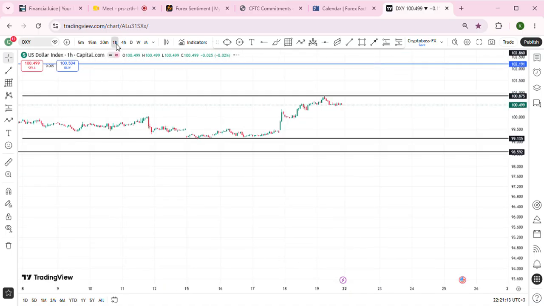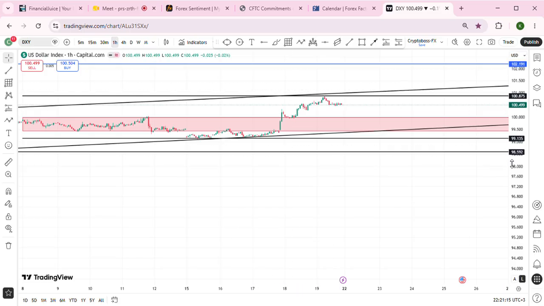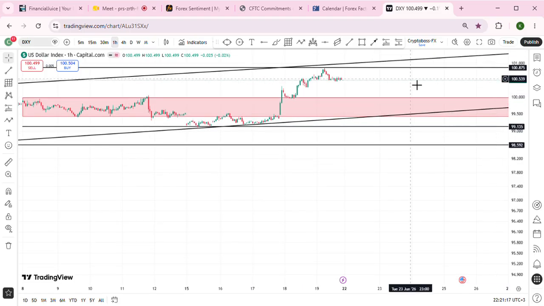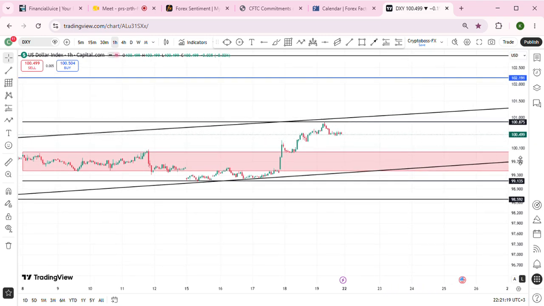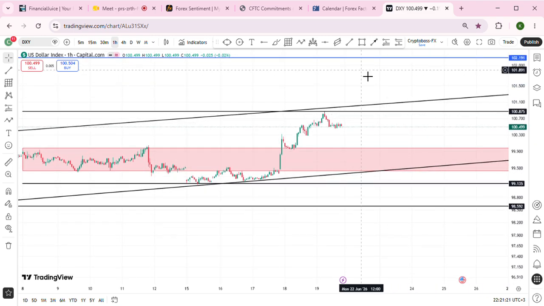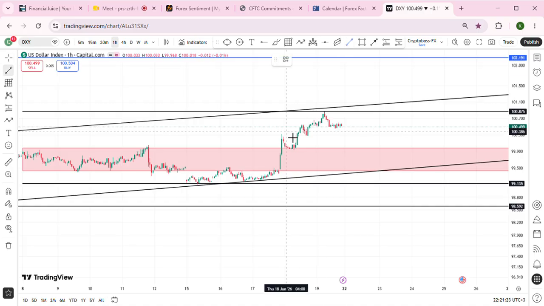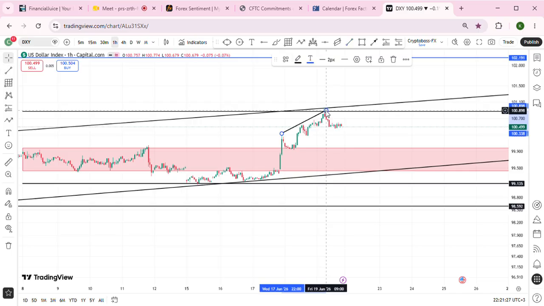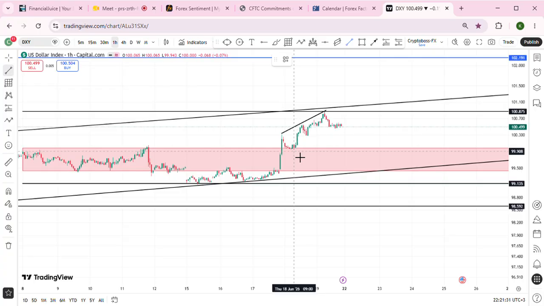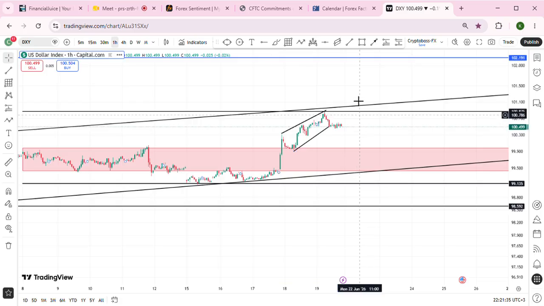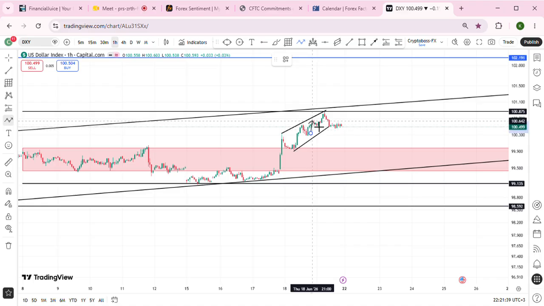I don't know whether 1 hour has anything important, but let me confirm. So when you come to 1 hour and check on the market keenly, you will see that the market is trying to form what we normally call a rising wedge, and also inside there you can see the market has formed a head and shoulders pattern, a very small one.